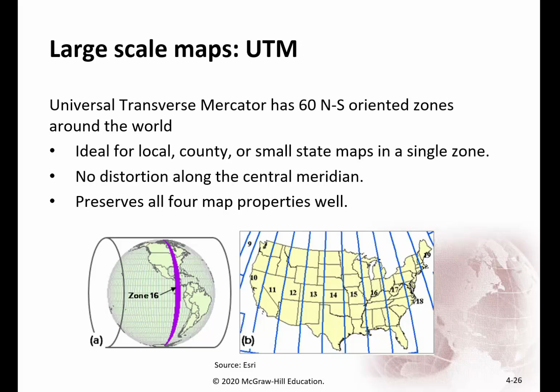So looking at these examples, you can see how zone 16 is going to be this 6-degree section that runs from the North Pole to the South Pole. And if we're looking at the contiguous United States, we can see that there are 9 different zones that run across the entire United States. So that's why the UTM is often used for local, county, or small state maps. Because you can comprise an entire state within a single zone, meaning that overall any distortion that is going to be created through projections is going to be very minimal.